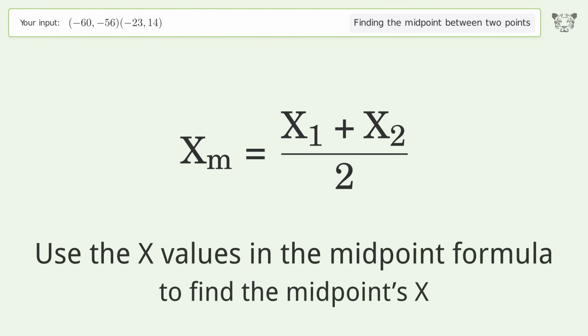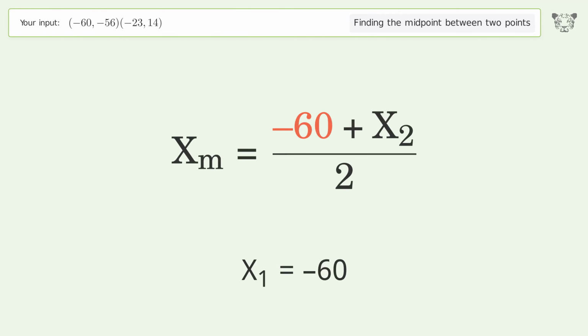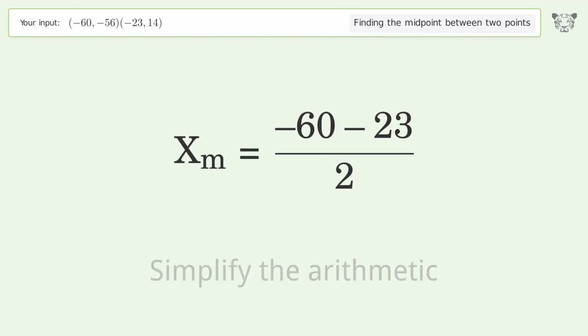Use the x values in the midpoint formula to find the midpoint's x. x1 equals negative 60. x2 equals negative 23. Simplify the arithmetic.